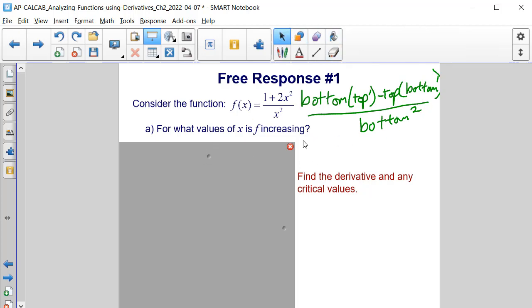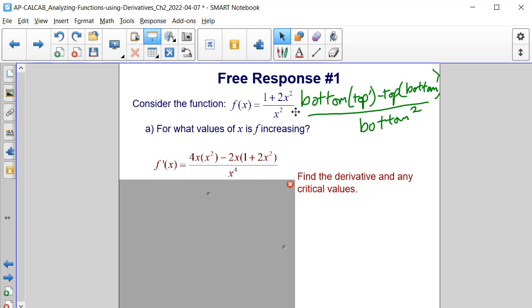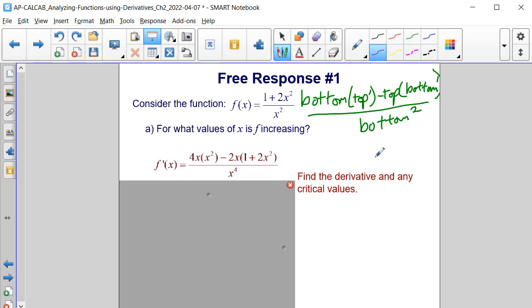Okay, so our bottom is x squared, and the derivative of the top is 4x. And then minus the top, 1 plus 2x squared, times the derivative of the bottom, which is 2x, all over the bottom squared. And x squared, quantity squared, is x to the 4th power. And if we simplify from here, we're going to have 4x to the 3rd minus 2x minus 4x to the 3rd, all over x to the 4th.